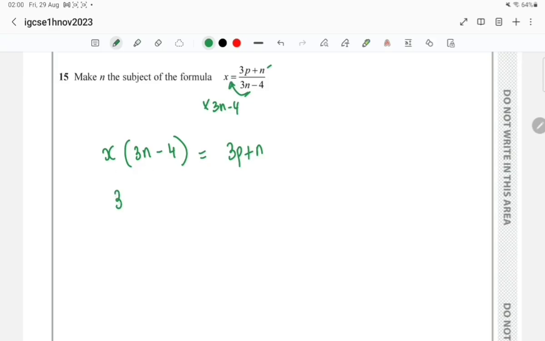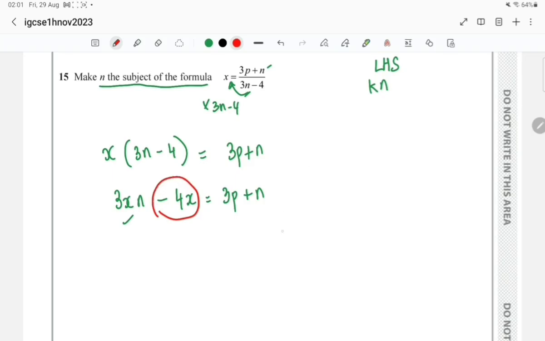Now let's expand the bracket. So 3xn minus 4x will be equal to 3p plus n. Now I need to make n the subject of the formula, so I'll send all my terms in n to the left hand side and everything else to the right hand side. So 3xn has an n, let's keep it here. This minus 4x, let's send it to the other side to become plus 4x. And this 3p will stay here. But this plus n, I need to send to the other side, which becomes minus n.